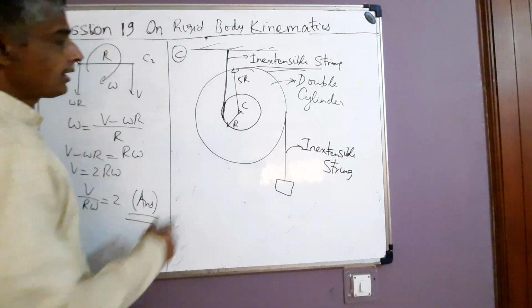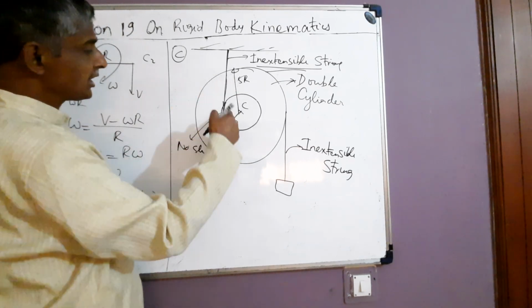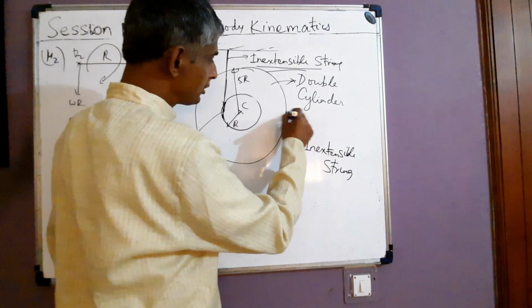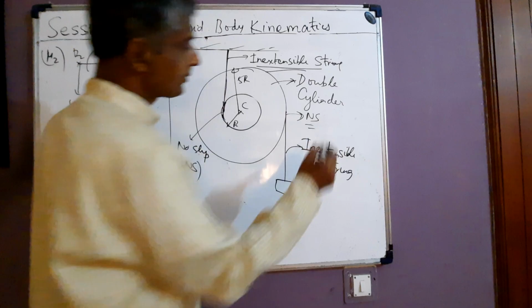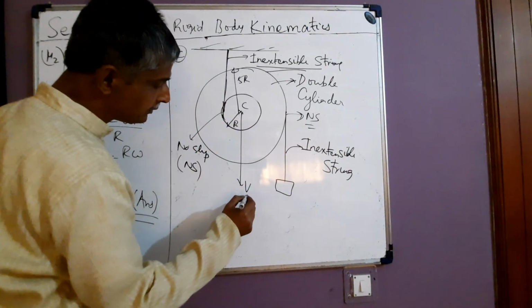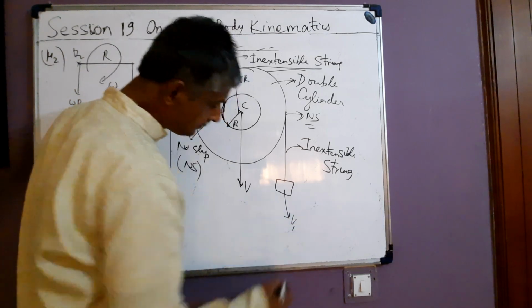Alright. And here it is no slip. No slip between the string and the inner cylinder, which in short we write as NS. Here also, between the string and the outer cylinder, there is no slip, NS. Okay. And center C is moving downward at a constant speed V. And velocity of this block is V1.